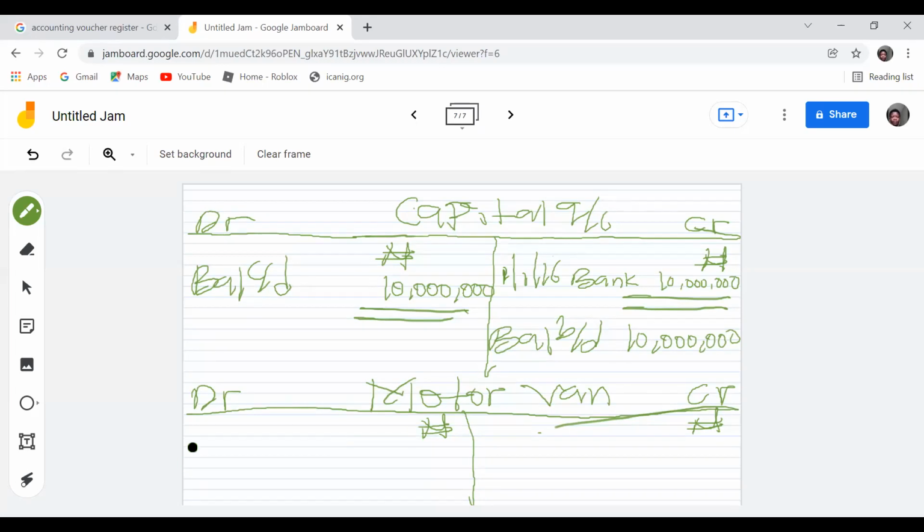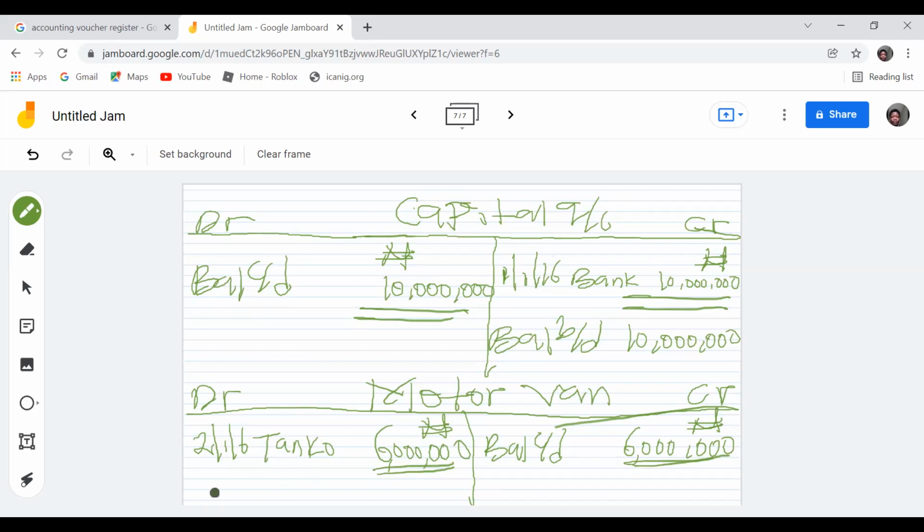All right. So you purchase from Tanko on the 2, I think, right? So you just write the name Tanko, and the cost is 6 million. We are going to balance the account straightforward because this is the only motor van that you purchase. All asset accounts will have a debit balance. So balance brought down. And that's the end of that.